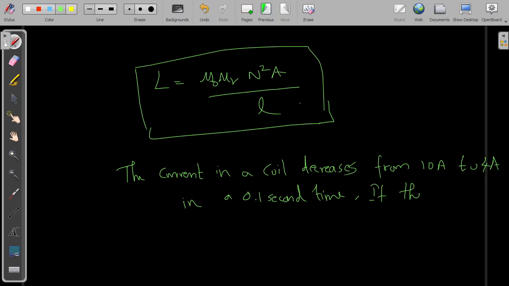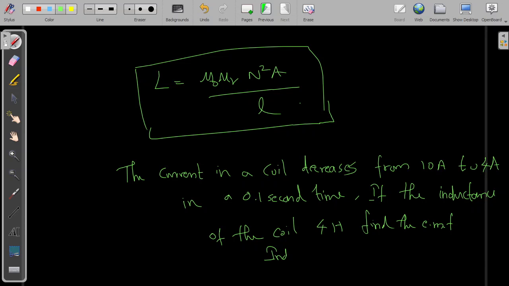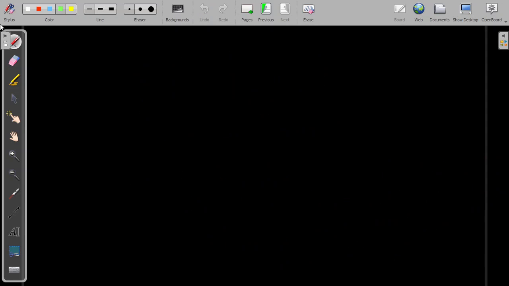If the inductance of the coil is given as 4 Henry, then find the EMF induced in the coil. So let me model this question like this.